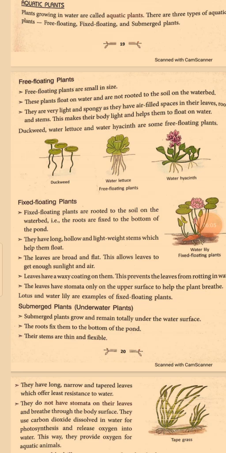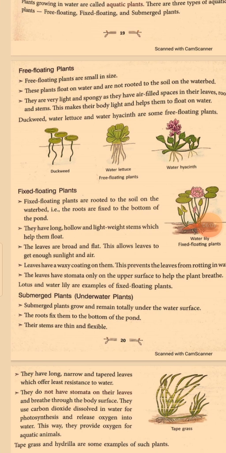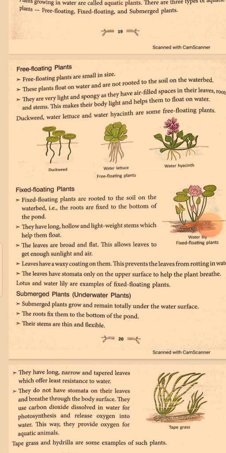Submerged means that they remain under the water, totally under the water. You can't see them from the top of the water; they are not usually on the top, they are inside the water. So submerged plants grow and remain totally under the surface of water. What are their characteristics that help them to stay under the water only?